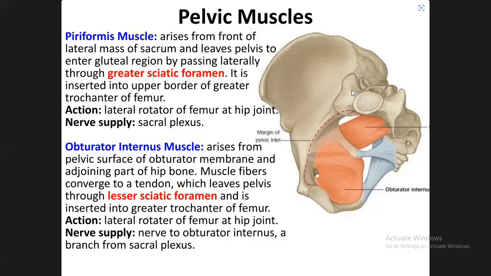greater trochanter of the femur's wall. Function-wise, it's going to be a small lateral rotator of the hip, just like the piriformis, and the nerve supply will be the nerve to the obturator internus, which comes from the sacral plexus. Right.